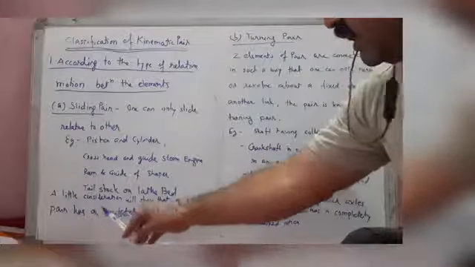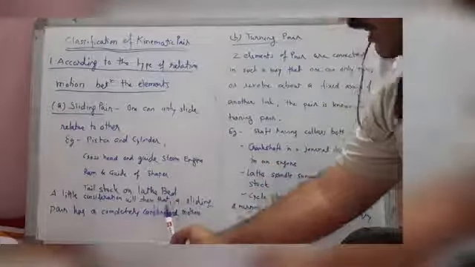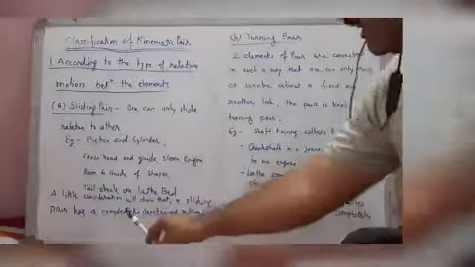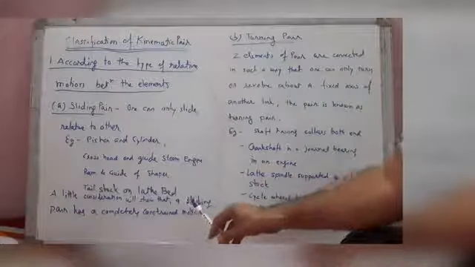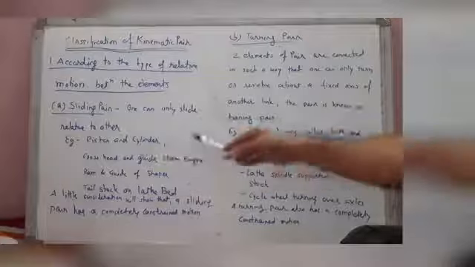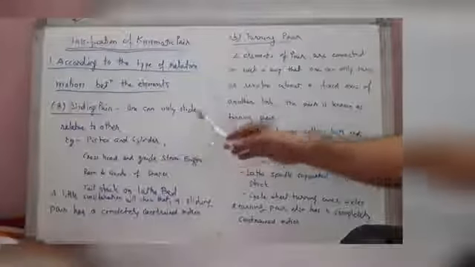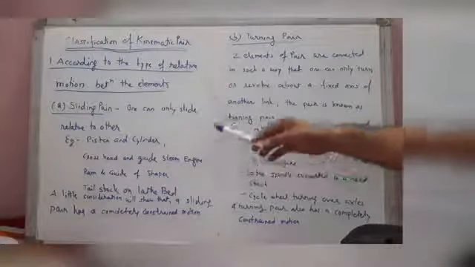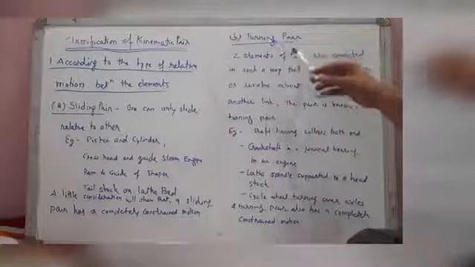Here a little consideration will show that a sliding pair has completely constrained motion. In these, the sliding pair is having completely constrained motion. Next type is turning pair.